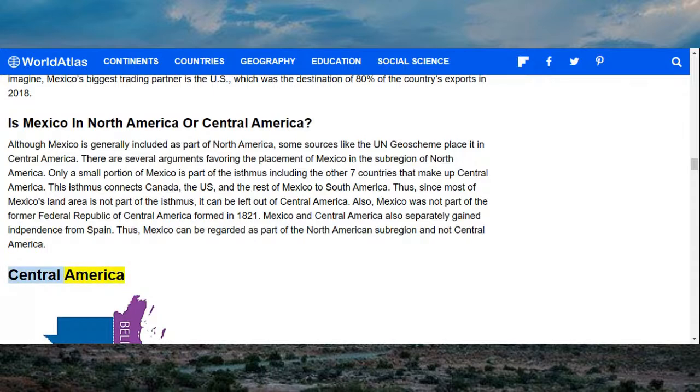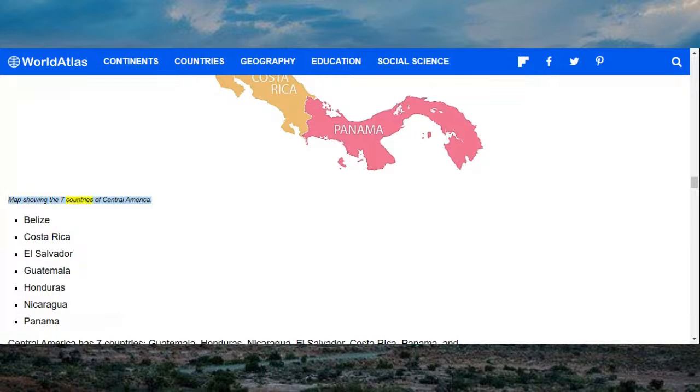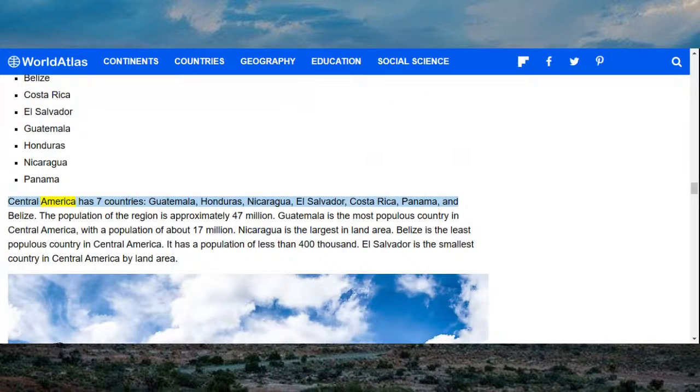Central America. Map showing the 7 countries of Central America: Belize, Costa Rica, El Salvador, Guatemala, Honduras, Nicaragua, Panama. Central America has 7 countries: Guatemala, Honduras, Nicaragua, El Salvador, Costa Rica, Panama, and Belize.